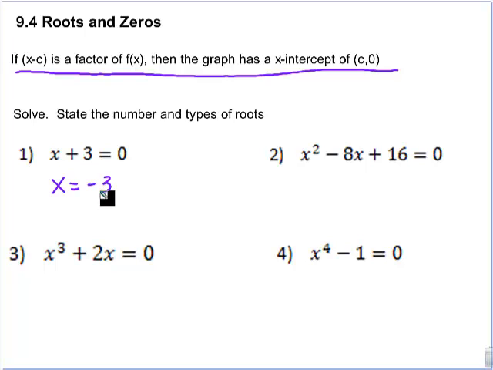Now, when this says state the number and types of roots, that means how many answers did we have? And not only how many answers we have, is it real or imaginary? So how many answers do we have here? We have one answer. Is it a real number or an imaginary? It's a real number, so we'd say 1 real root.